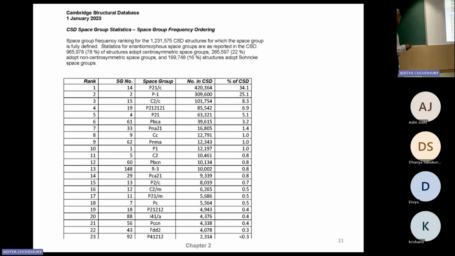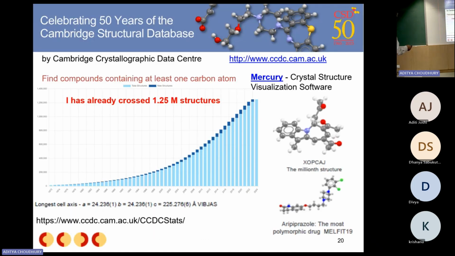For all the structures reported, I forgot to say that this particular database has got information about the crystal structures for the molecules having at least one carbon atom. If it doesn't have a carbon atom, ammonium nitrate, you can't find it. Sodium chloride, you can't find it. You need to go to the inorganic structural database. So it has to have at least acetate, so no problem at all. Or urea kind of thing.